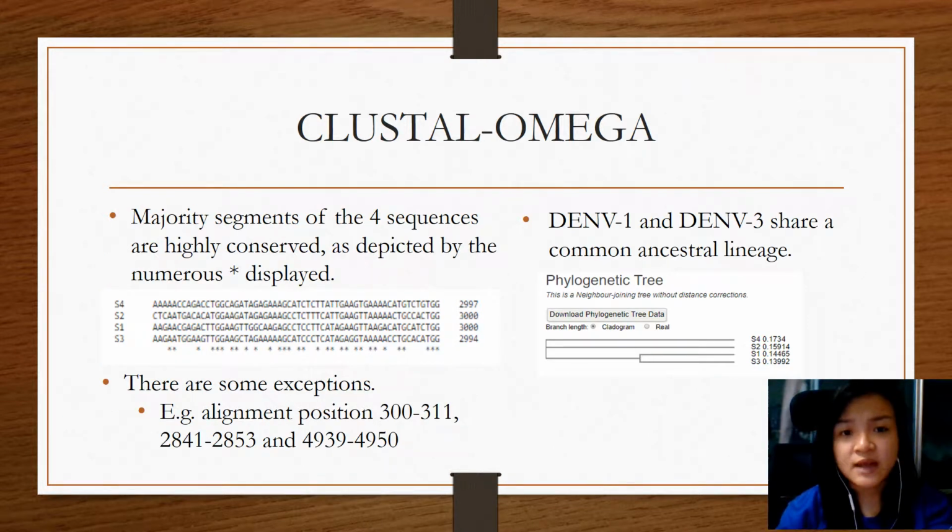This slide depicts the output from Clustal Omega. We observe that the majority of the segments are highly conserved, as depicted by the numerous asterisks displayed. However, there are a few regions which are not as conserved as the rest, and this includes alignment positions 300 to 311, 2841 to 2853, and 4939 to 4950. Also, the output of the phylogenetic tree showed that dengue virus 1 and 3 share a common ancestral lineage, which is of interest to us. Therefore, we decided to run a local alignment using the Smith-Waterman algorithm.